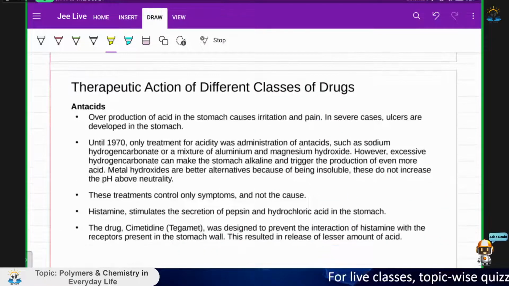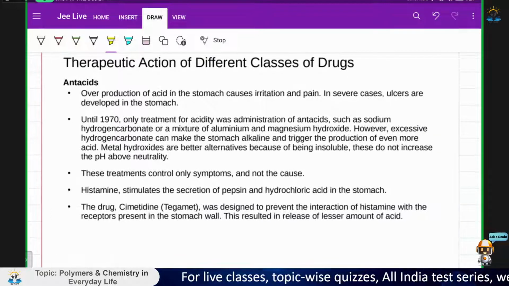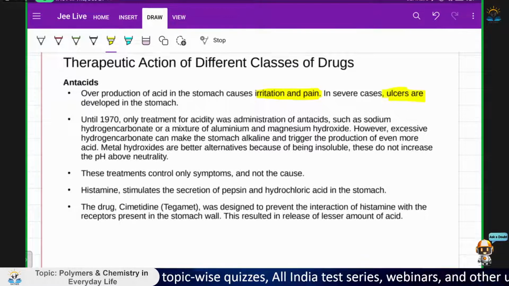Now we will see different classes of drugs. First, we will be discussing antacids. Overproduction of acid in the stomach causes what? Irritation, pain, and in severe cases, what do we get? We get ulcers, gastric ulcers.